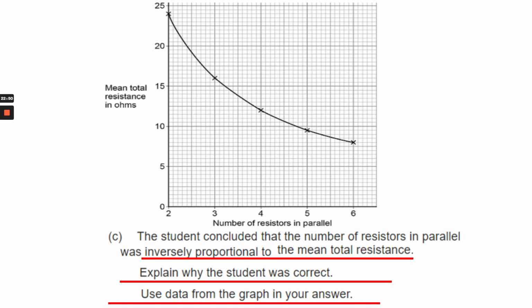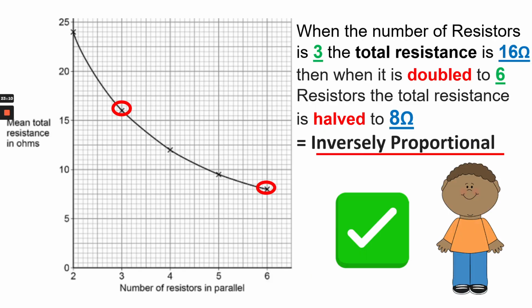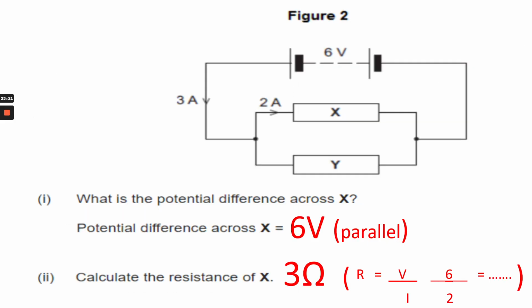Now, here's another question. The student concluded that the total number of resistors was inversely proportional to the total resistance. Explain why the student was correct. Use data from the graph. If it tells you to use data from the graph, you must. Now, you could pick 2 and 4, or I'm going to pick 3 and 6. So at 3, the resistance is 16, and then when it is doubled to 6, the resistance is half, 8. That is inversely proportional, and I've proved it mathematically.